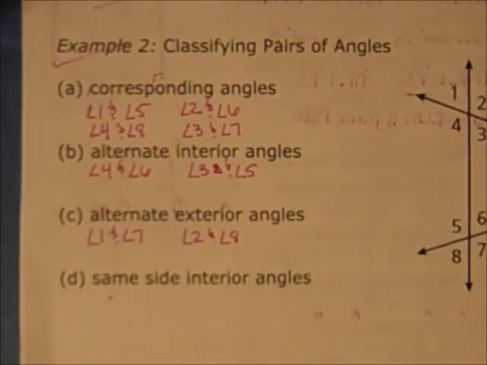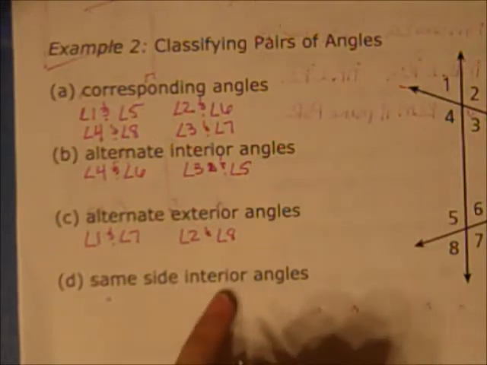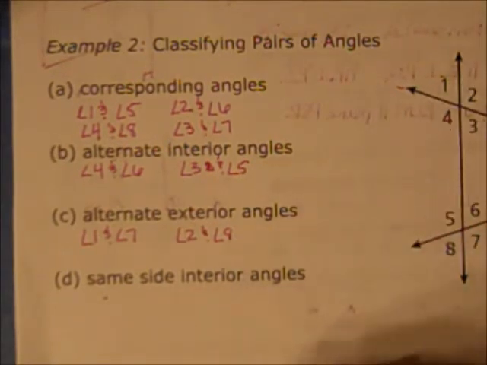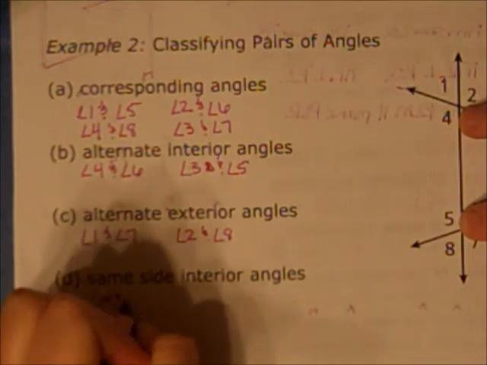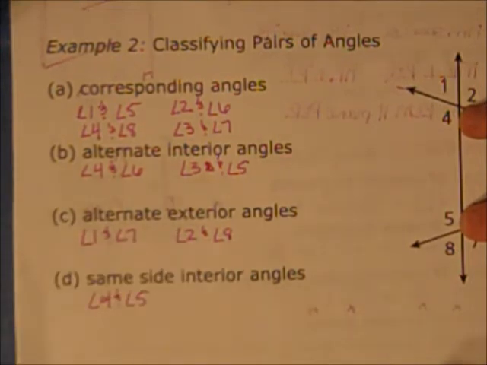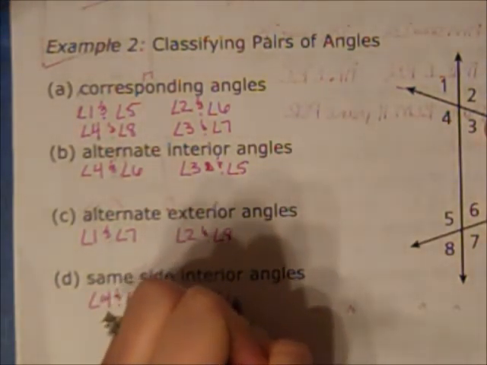Good. Last one would be same side interior. So we're looking for them both to be on the left or both to be on the right. Interior still tells us we want to be between the 2. So I have 2 choices there as well. Angle 4 and angle 5 are both on the left and they're in between the 2 lines. And then on the other side, angle 3 and angle 6.